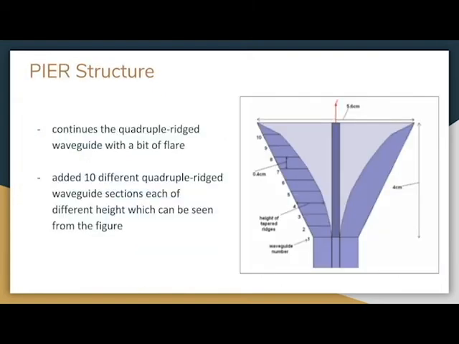As you can see from the figure on this slide, the group essentially continued the quadruple ridged waveguide with a bit of flare through the transmitting end of the antenna. Their goal was to maximize the antenna's attenuation at high frequencies. They've essentially added 10 different quadruple ridged waveguide sections, each of different height, which can be seen from the figure.